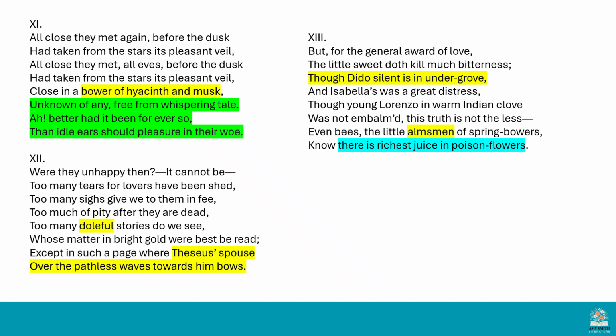So stanza 13: "But for the general award of love, the little sweet doth kill much bitterness, though Dido silent is and undergrove, and Isabella's was a great distress. Though young Lorenzo in warm Indian clove was not embalmed, this truth is not the less. Even bees, the little almsmen of spring bowers, know there is richest juice in poison flowers."